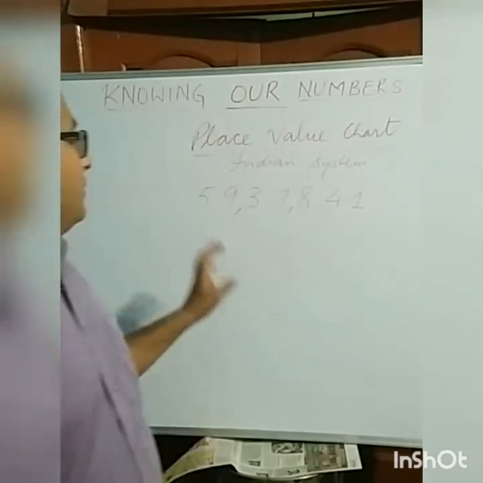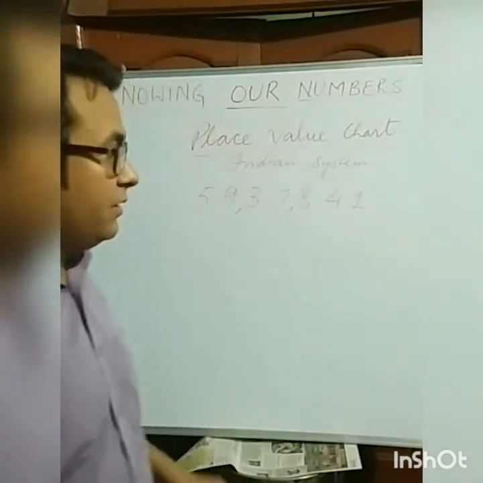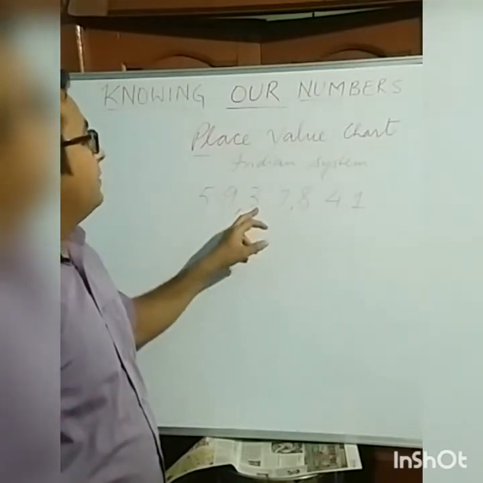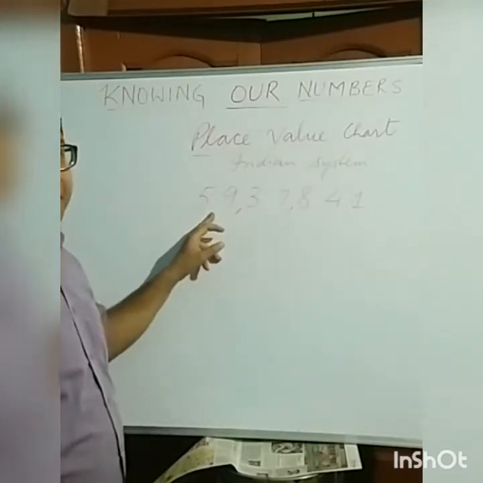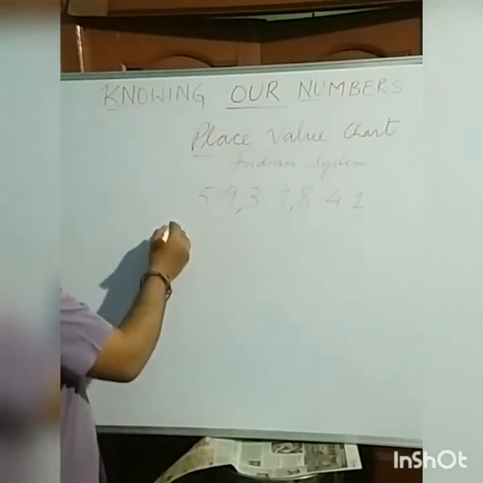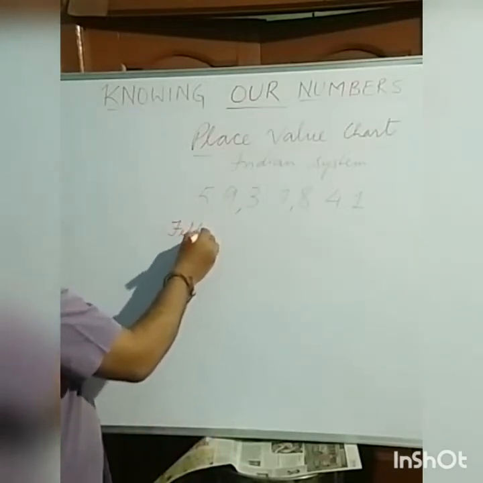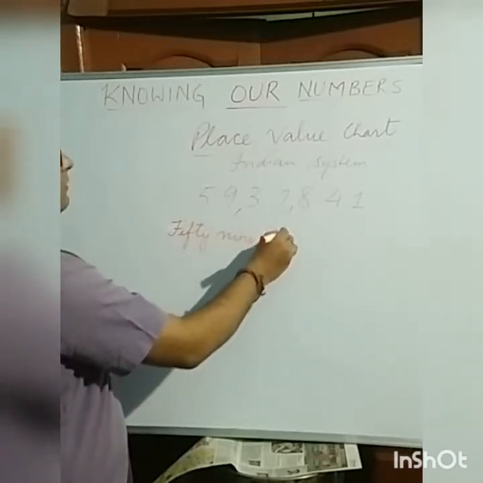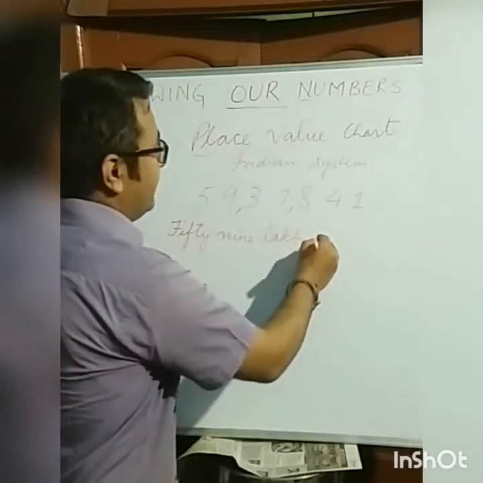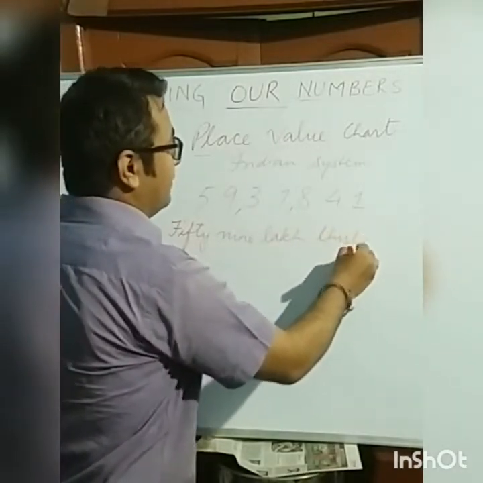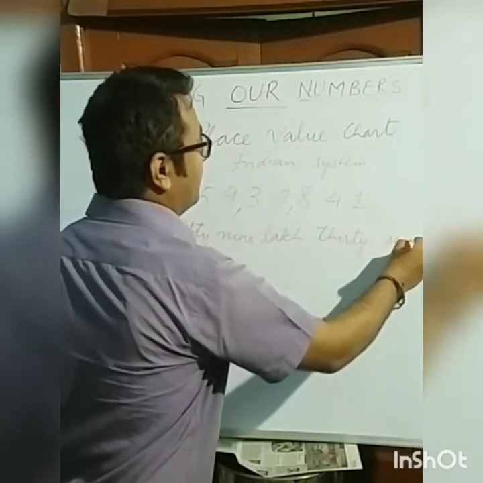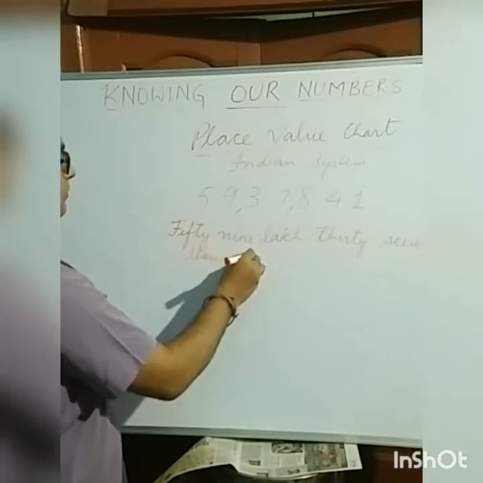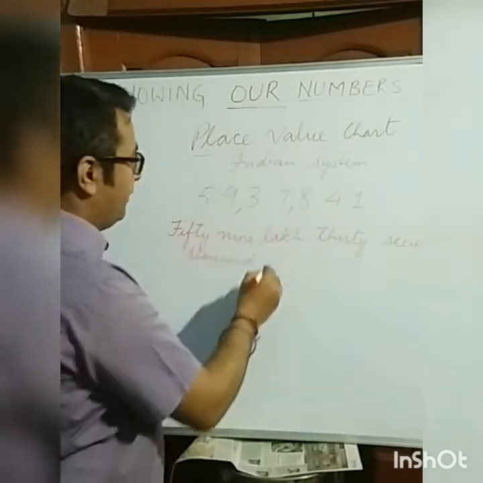Okay. So if we want to write the number name of this number, this period is the ones period, then the thousand period, then the lakh period. So the number name for this number will be 59 lakh 37,000 841.